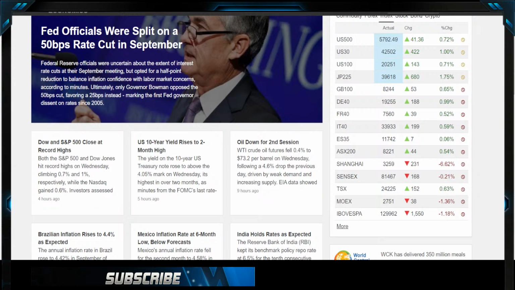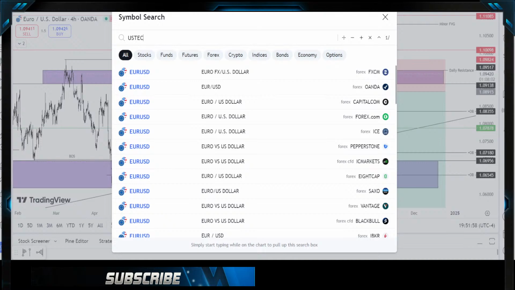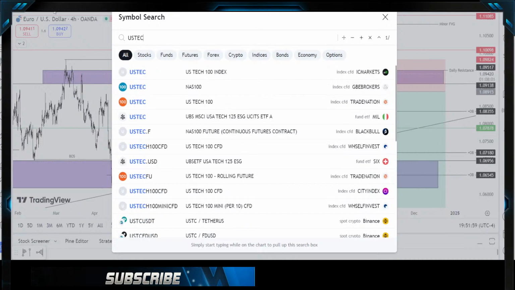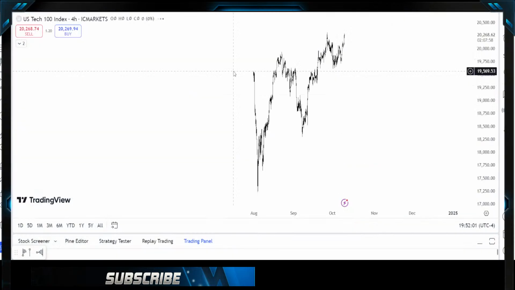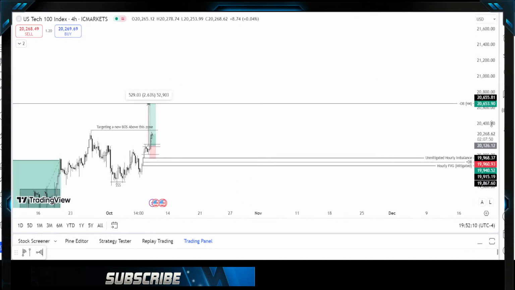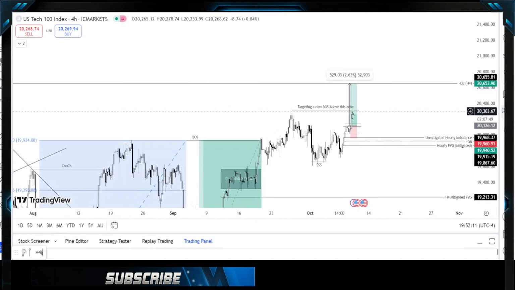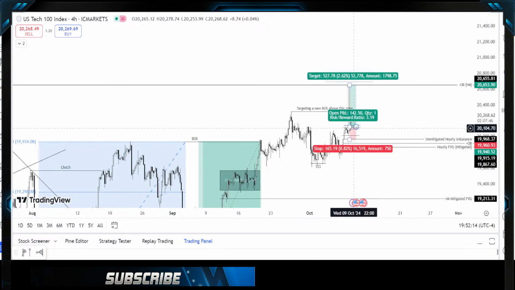For those who did not take the entry with me, here it is. US Tech. Is it at IC Markets? I was using IC Markets, right? Yeah, this is my target. I'm targeting up here. But for you guys, I'd rather you wait. I told you to close at 190 pips.